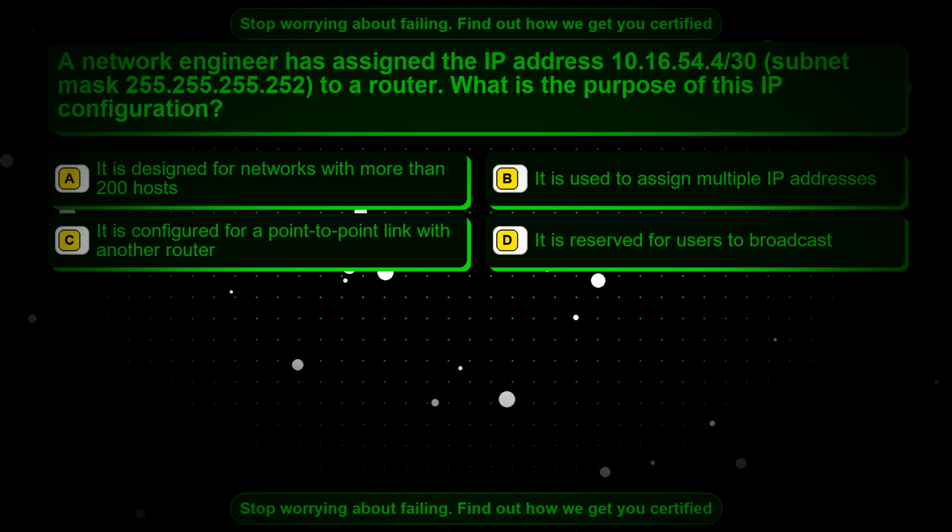Question 16. A network engineer has assigned the IP address 10.16.54.4/30, subnet mask 255.255.255.252, to a router. What is the purpose of this IP configuration? Option A. It is designed for networks with more than 200 hosts. Option B. It is used to assign multiple IP addresses. Option C. It is configured for a point-to-point link with another router. Option D. It is reserved for users to broadcast.